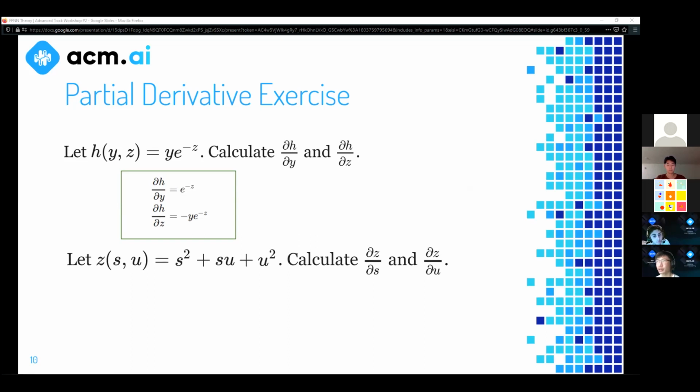Right. So we have a last problem, which is z of s and u equals s squared plus s times u plus u squared. We'd like you to do the same thing, which is take the partial derivative of z with respect to s, and then the partial derivative of z with respect to u. We'll reveal the answers in just a moment. I think this one's even easier.